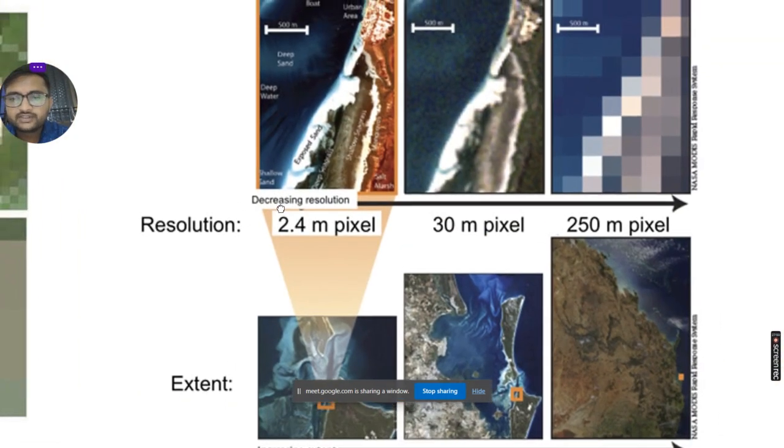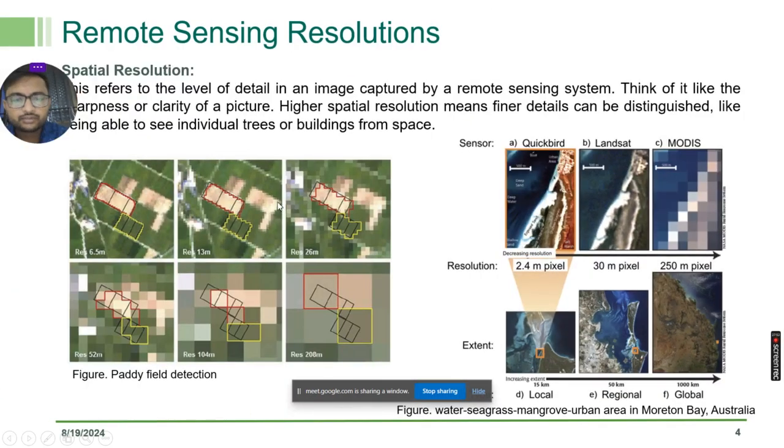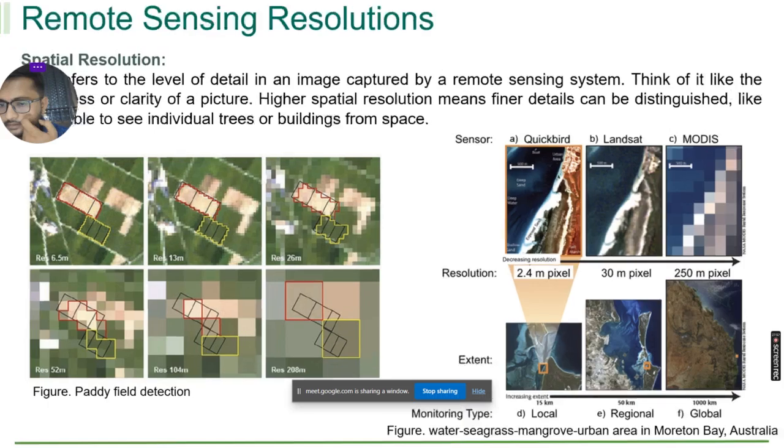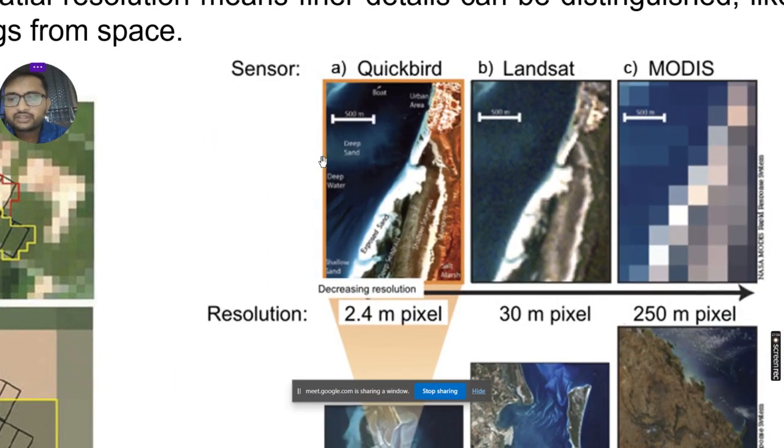Now this is another example, using data which is available through satellites. There are three different satellites. One is QuickBird, another is Landsat, and the third is the MODIS satellite. You can see here this QuickBird satellite has a resolution of 2.4 meter. Then Landsat has a resolution of 30 meter, and MODIS has a 250 meter pixel resolution.